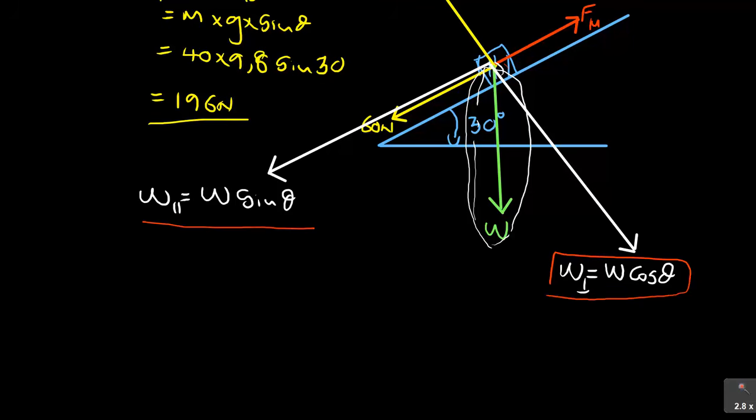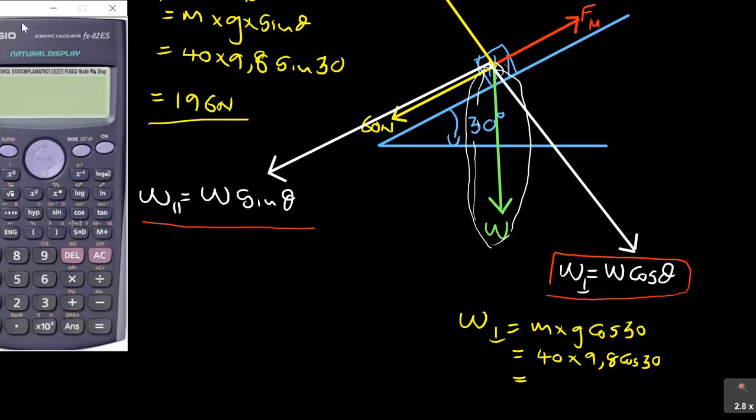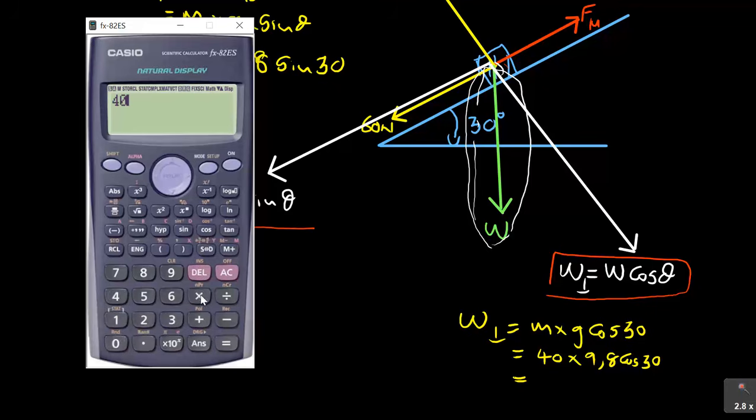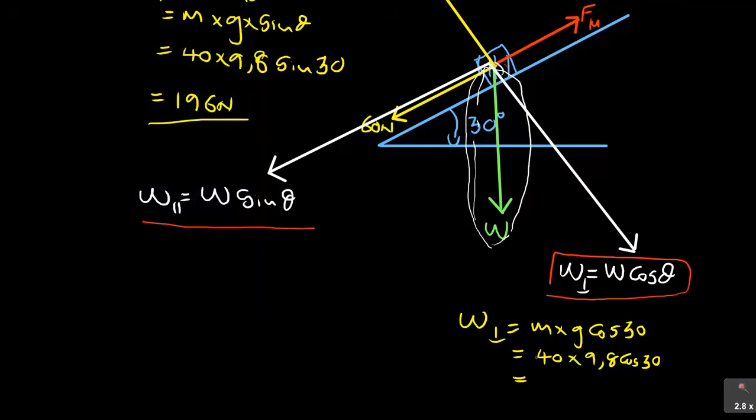So you're going to have now your weight perpendicular. Same thing. Remember, W is mass times g cos 30, which is equal to, we say the mass was 40 times 9.8 cos 30, which is equal to, now if you use a calculator there, which is 40 times 9.8 cos 30, it gives us 339.48.